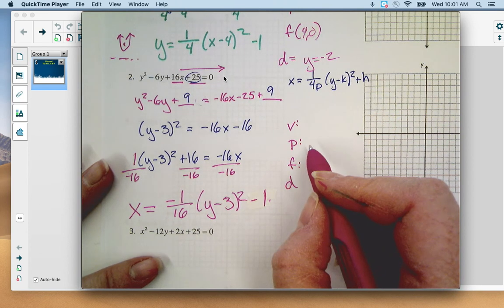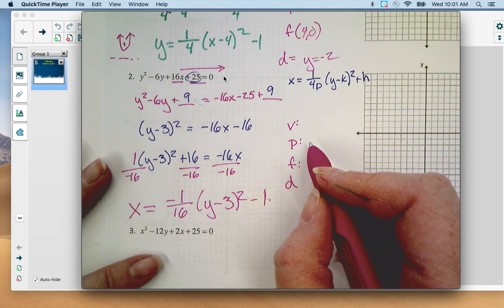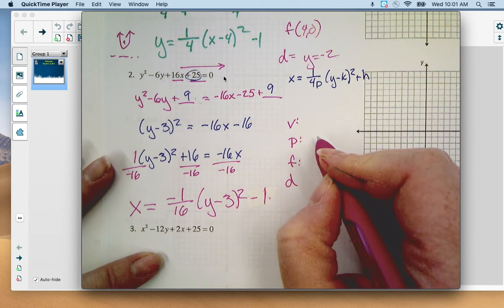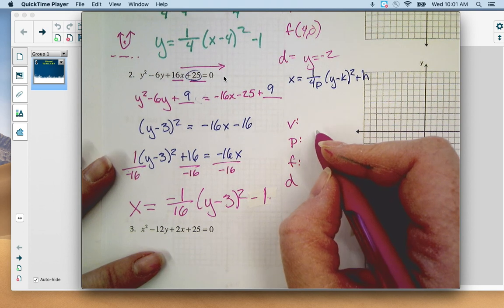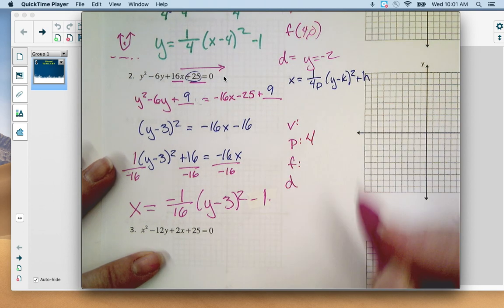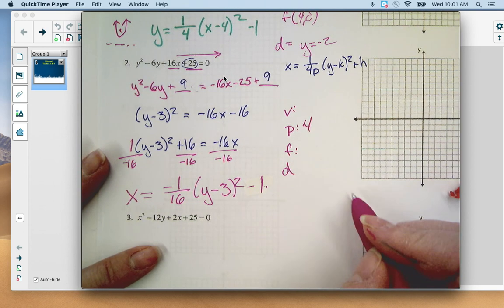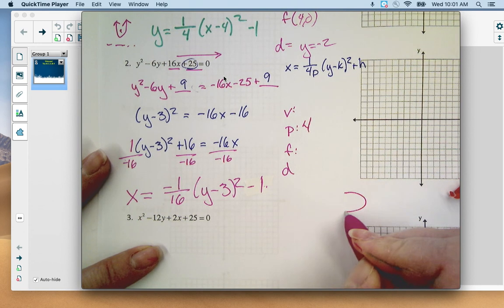So you start off with the easiest one to find, which is your focal length. What is your focal length? P would be equal to, do you agree with P is equal to 4? Is it going to open to the left or open to the right? Left. Open to the left.